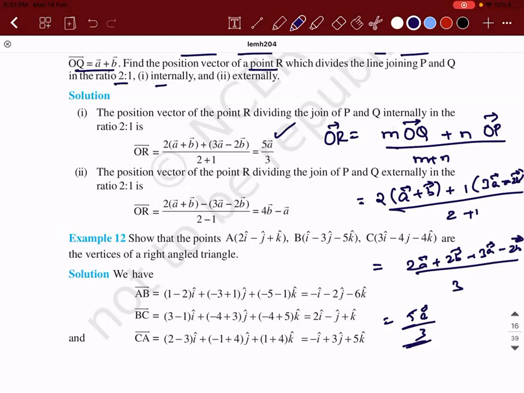Externally, now what are you supposed to do? Replace plus with minus sign. You will get the required answer. That comes out to be 4 times B vector minus A vector.